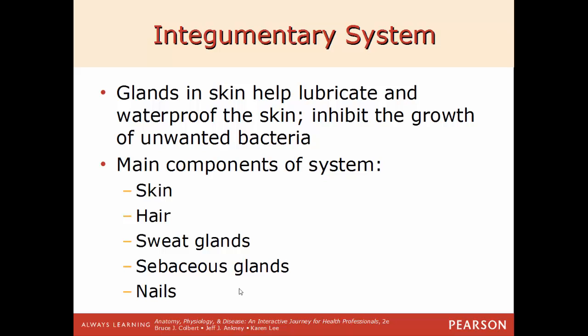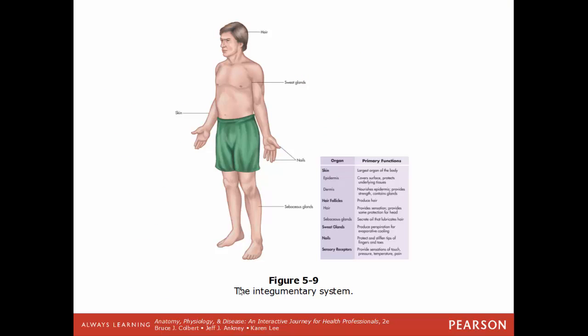The overall layer of your skin is slightly acidic, and a lot of bacteria don't like that, so they don't want to grow on your skin because they can't handle that kind of environment. The main components of the integumentary system aren't just the skin, but it's the skin and the nails and the hair and all the different kinds of glands throughout the skin. The sweat glands and the sebaceous glands, the oil glands. Of course, they're shown in the standard anatomical position: hair, of course, skin, sweat glands like in the armpit, nails like in fingernails and toenails, and sebaceous glands.